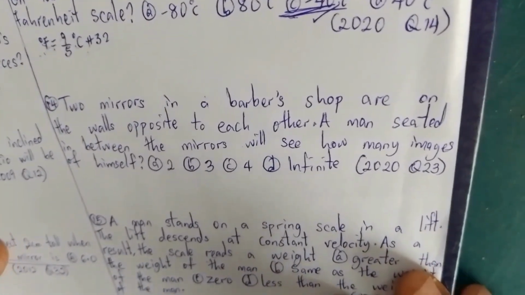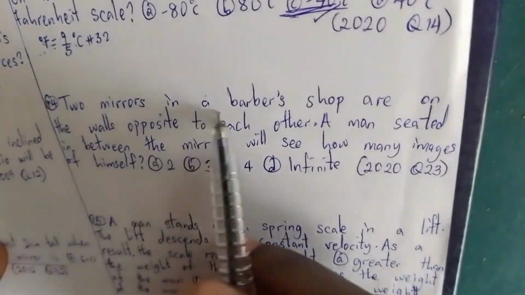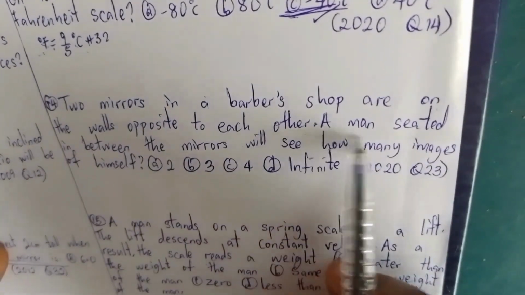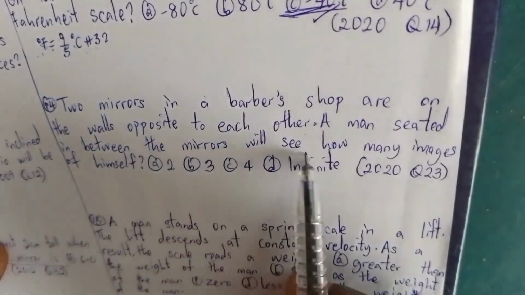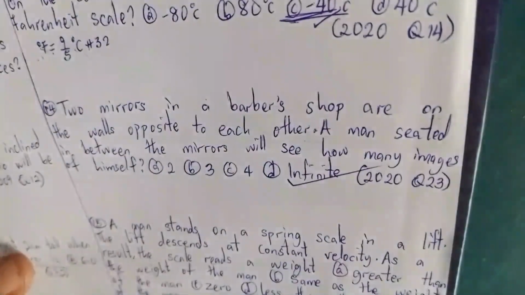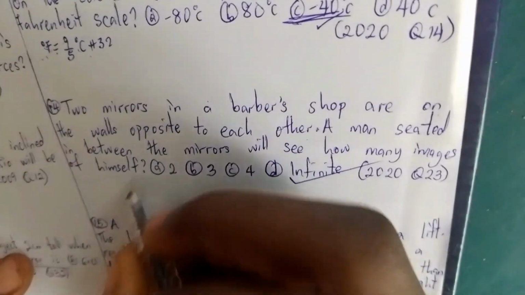The question says two mirrors in a barber's shop are on the walls opposite to each other. A man seated in between the mirrors will see how many images of himself? Well, the correct answer is infinite. Now, how did I get that?